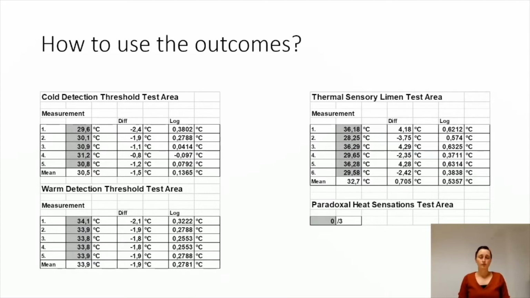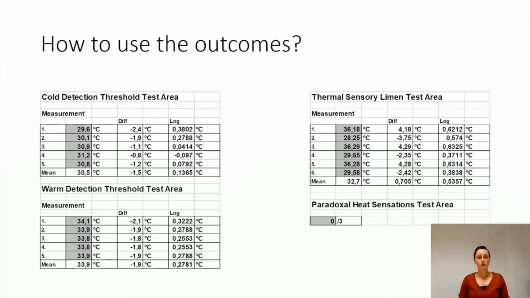So this is a print screen of the sheet in which we collect, for example, temperatures, in this case for cold detection threshold, warm detection threshold, and thermal sensory limen, which is the alternating warm and cold test that is used to detect paradoxical heat sensations.